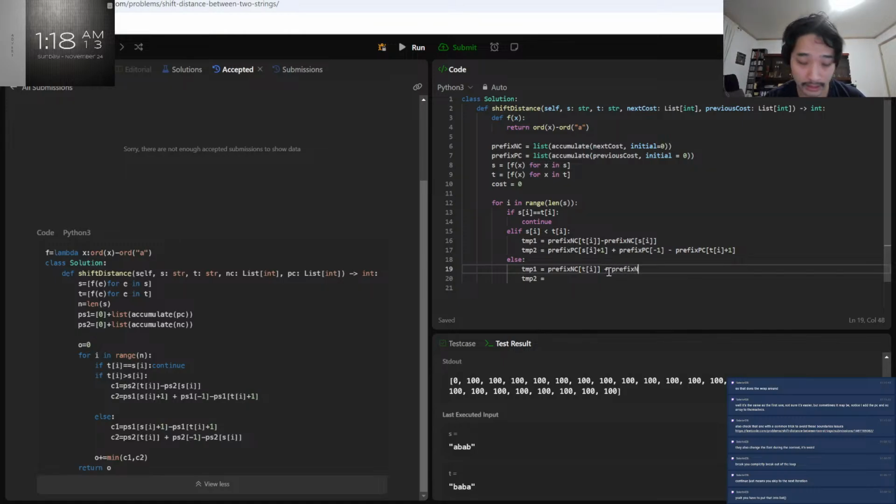of NC of -1 again, and then it's minus prefix, and I need to get better at naming things, like the naming conventions. And this would just be S of I.